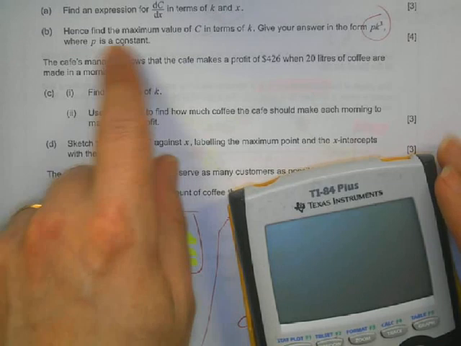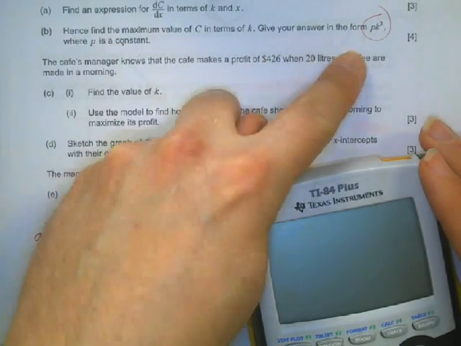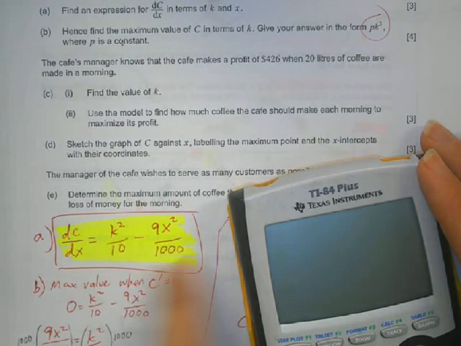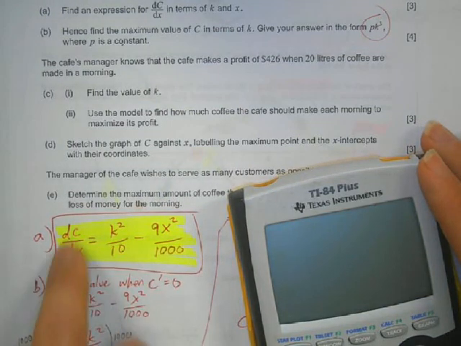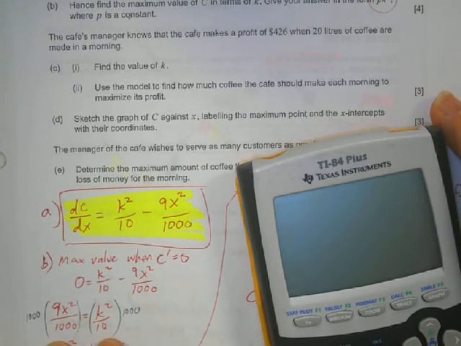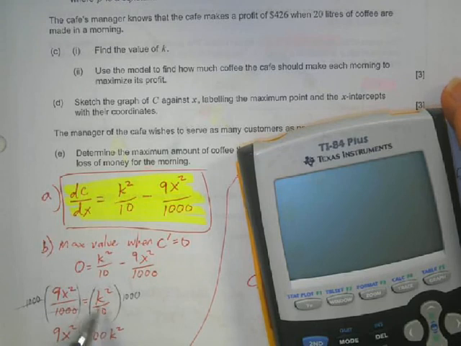Okay. So question 2 says, hence, find the maximum c in terms of k, and give your answer in this form. Okay, so to find the maximum value, I need to take this derivative and make it equal to 0. So I'm replacing this with 0, and I've got k squared over 10 minus 9x squared over 1,000. Okay, so to get the denominator to go away, I multiply both sides of the equation by 1,000, and then this cancels out, and I end up with 9x squared equals, and then this 10 cancels out with that, and I end up with 100k squared.